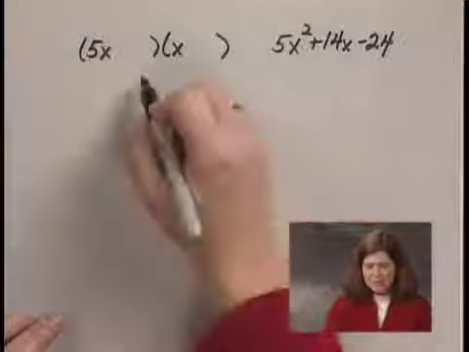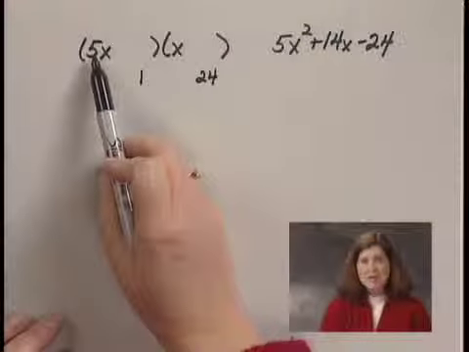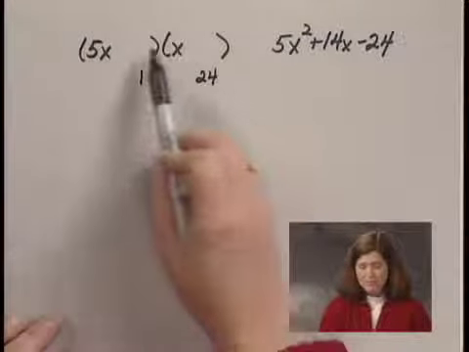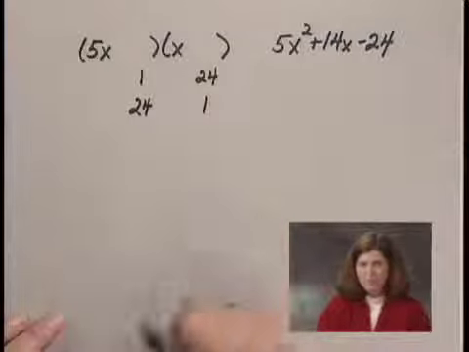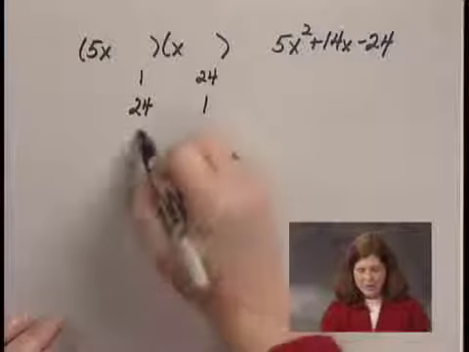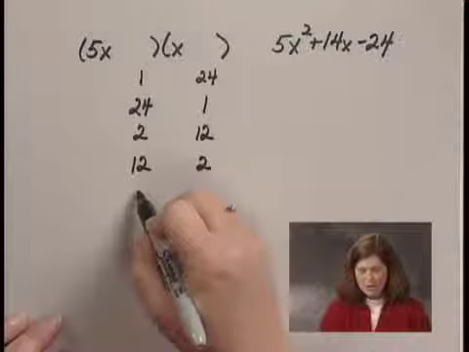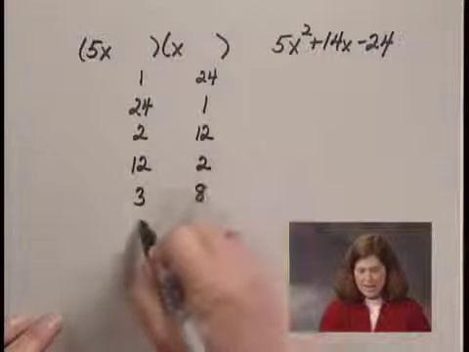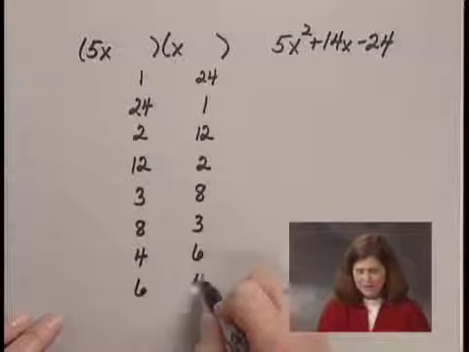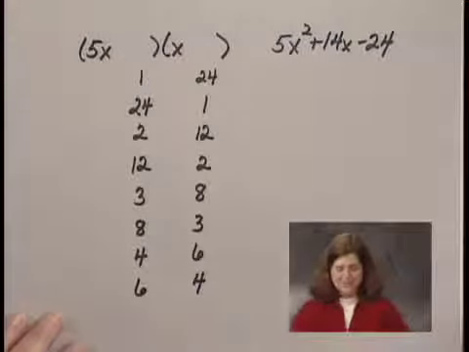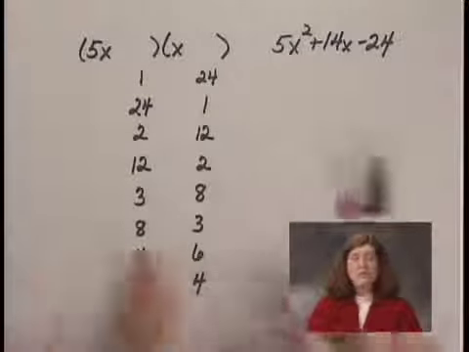Now my possibilities, again, will be 1 and 24. And since I'm multiplying this number by 5 and this number by 1x, really 24 and 1 will be possibilities. I'll come back with a negative sign in a minute. 2 and 12, 12 and 2, 3 and 8, 8 and 3, 4 and 6, 6 and 4. Lots of possibilities.